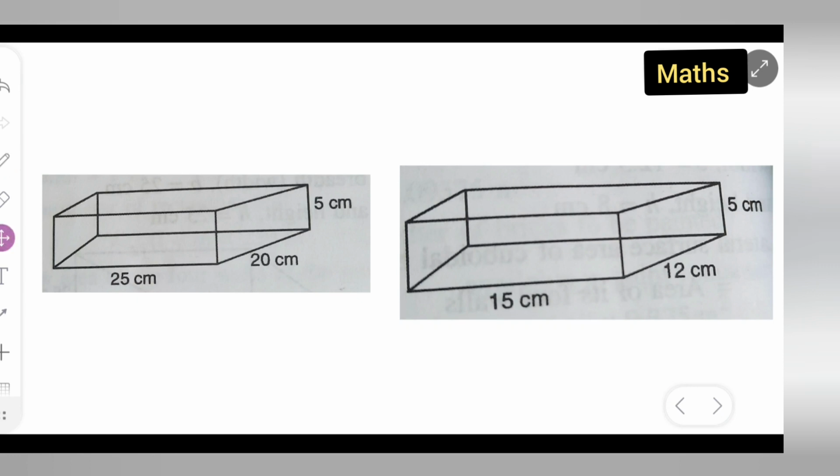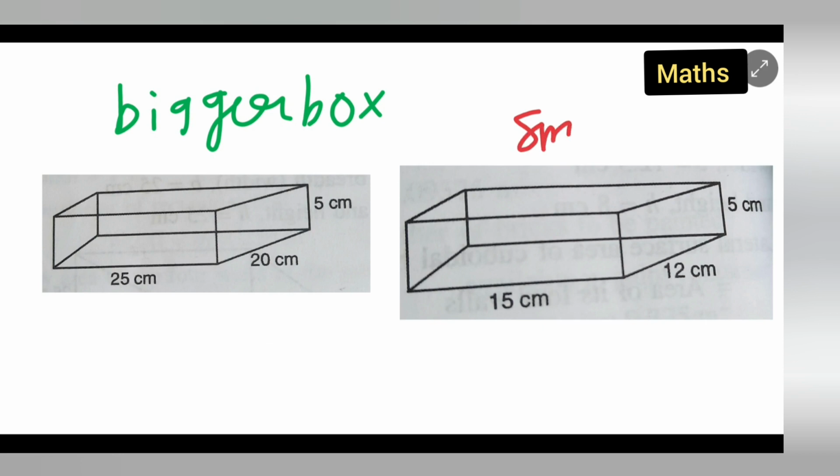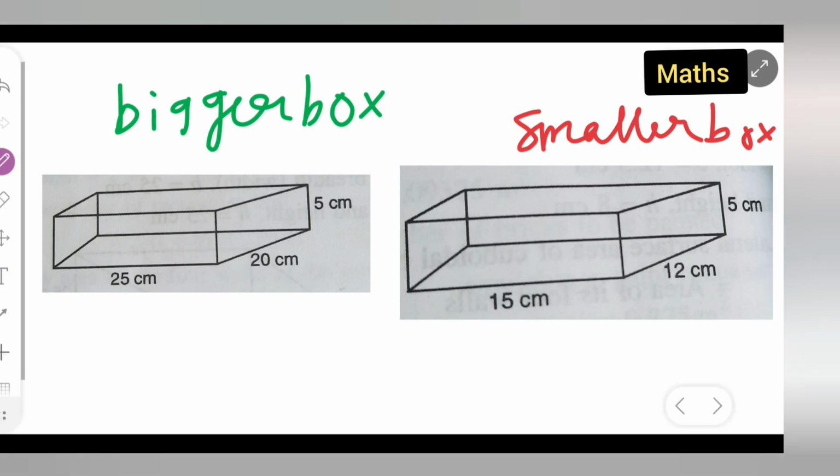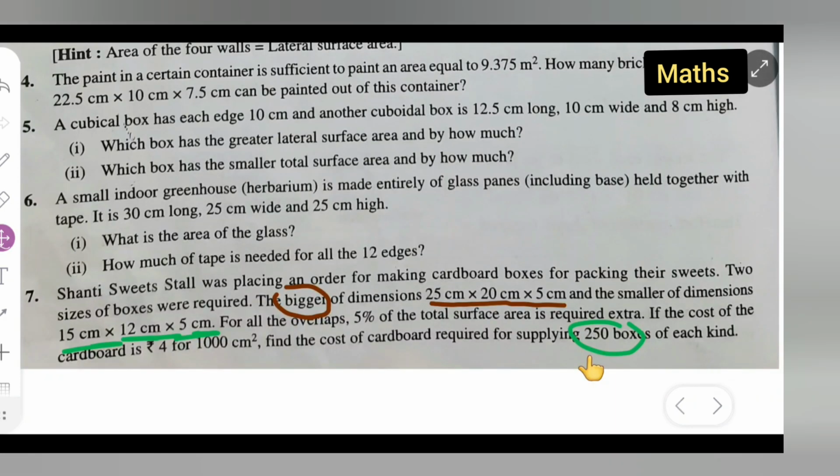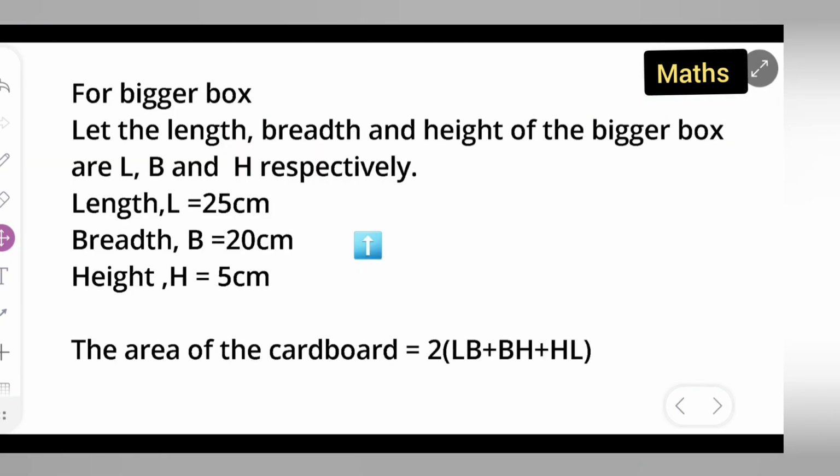Basically, there are two boxes given to you all. This is for the bigger box, and this is for the smaller box. So let us see. First let me solve for the bigger boxes. Here length is given to be 25, breadth is 20, and height is 5.